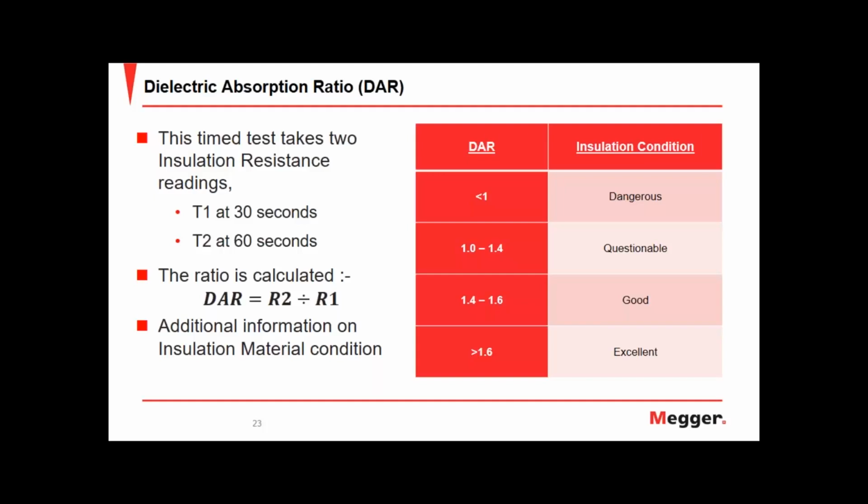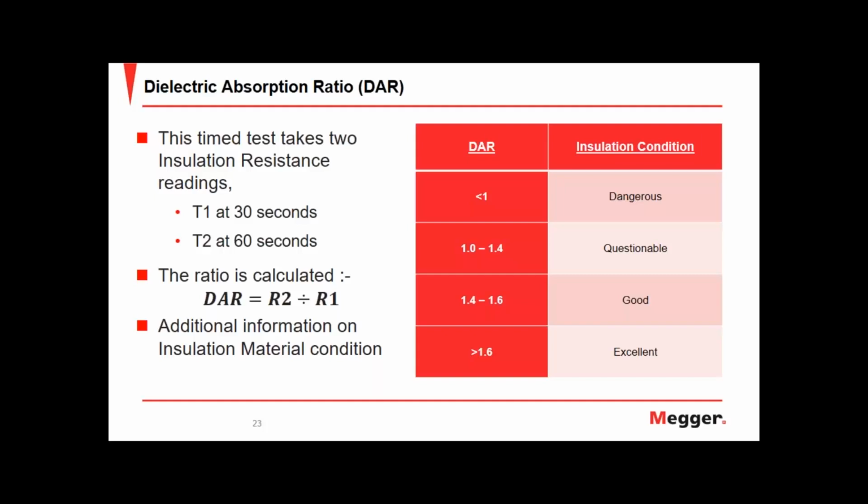However, in most places it's 60 seconds and 30 seconds, and the ratio is simply calculated by dividing the IR value at 60 seconds by the IR value at 30 seconds. And from this, we get a ratio. As you can see, we're looking for values in excess of 1.6 as an indication that our insulator is excellent. 1.4 to 1.6, we would regard this as good.